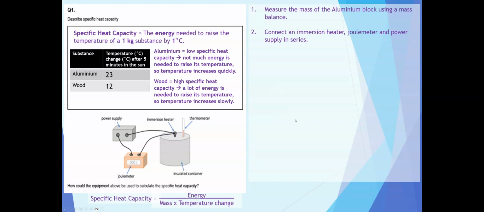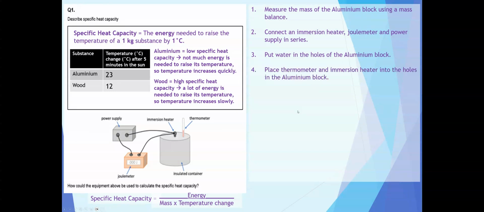Connect the immersion heater, joule meter, and power supply in series. So in series just means one thing after another, like a chain. You can see the power supply is connected to the immersion heater. The immersion heater is connected to the joule meter, and it connects back to the power supply. So in one loop, that's all series means. Put water in the holes of the aluminium block for the reasons I've said before. Place the thermometer and immersion heater into the holes in the aluminium block.